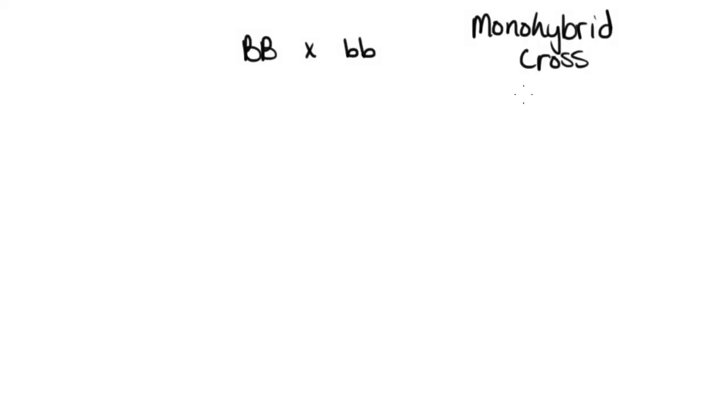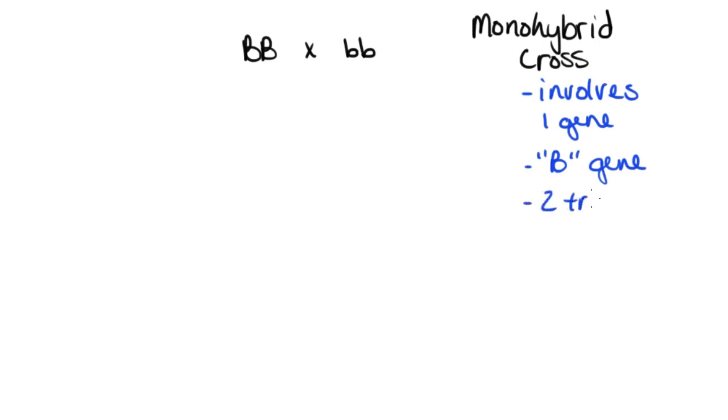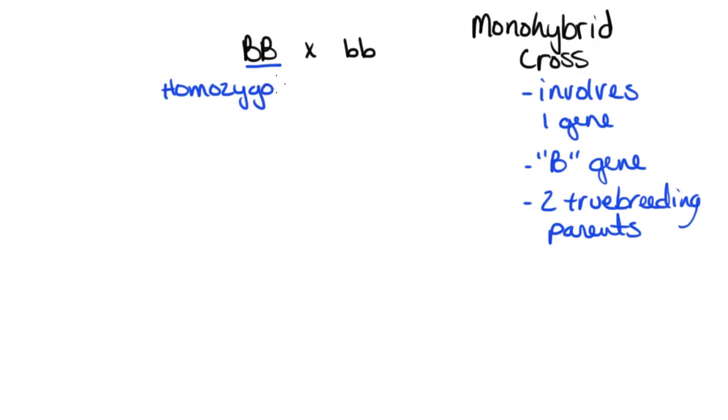A monohybrid cross is a cross that involves one gene, or in other words, we're just looking at one gene at a time. So here in this example, we are looking at the B gene, and we're going to start with two true breeding parents. By calling them true breeding parents, we are saying that both of them are homozygous. So this one over here, we would refer to as the homozygous dominant, and this parent over here, we refer to as the homozygous recessive.